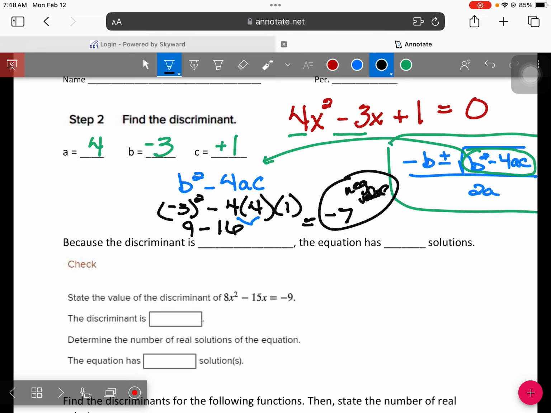Okay, so because the discriminant is negative 7, that is a negative value. Because it is negative 7, which is negative, my equation has how many real solutions? 0. And I want to add here real solutions, okay? 0 real solutions. Questions on that?